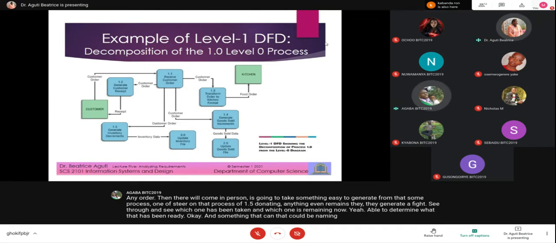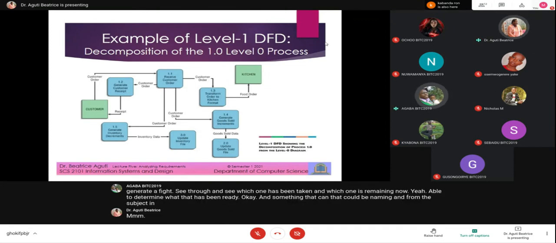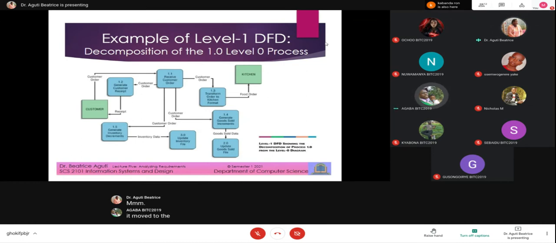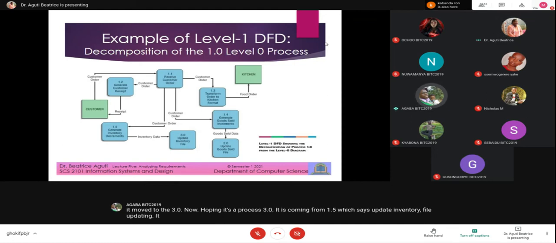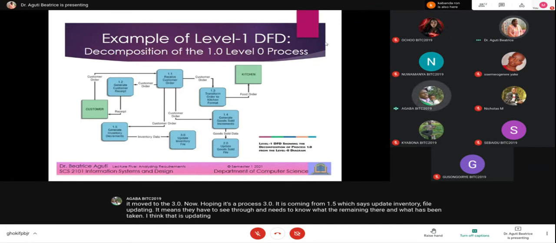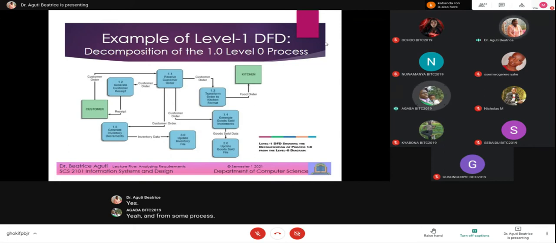From sub-process 1.5, it moves to sub-process 3.0, which says update inventory file. Updating means they have to see and get to know what is remaining there and what has been taken. And from sub-process 1.4, it moves to goods sold data, which is sub-process 2.0, update goods sold file. I don't know whether that one is okay.